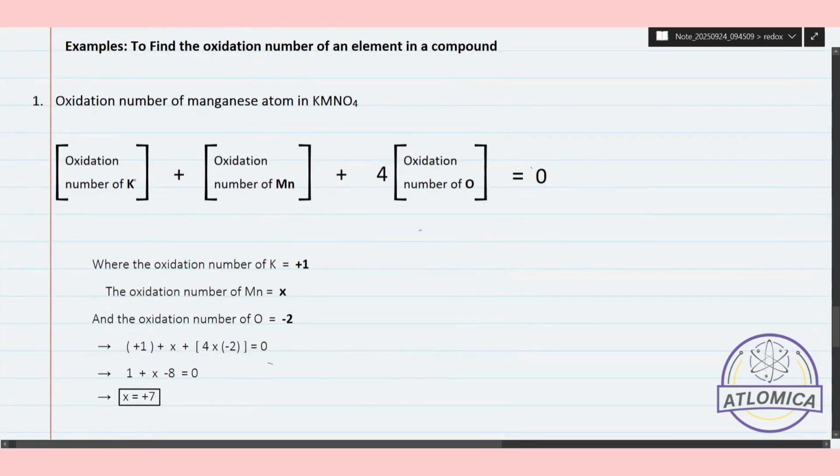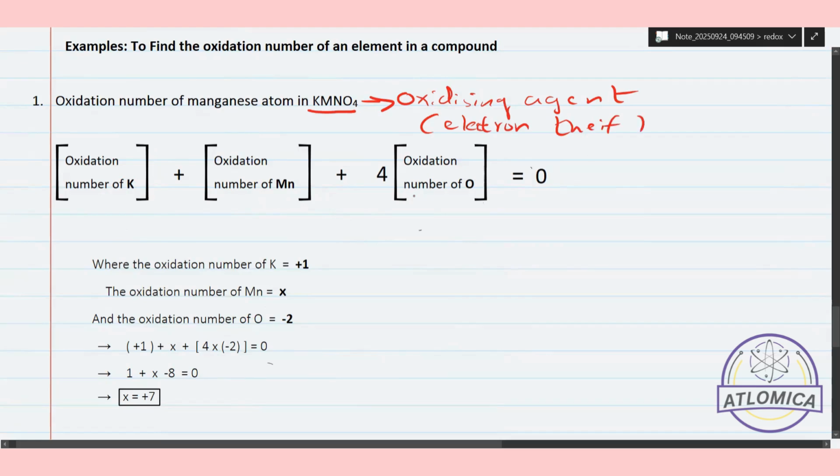So we're looking at some examples to find the oxidation number of an element in a compound. The first and the most popular oxidizing agent that we have is KMnO4. That's the oxidizing agent, which can also be called the electron thief. Just to give you a background, if you haven't watched the first video, it's uploaded on the channel.